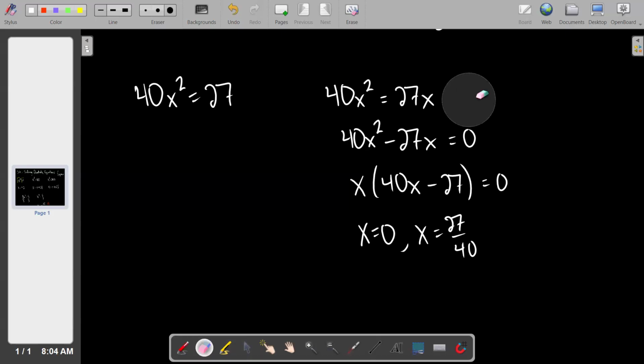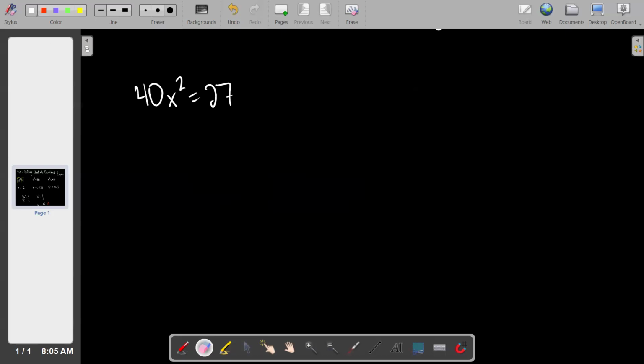Okay, so back to the actual math problem over here. Let's divide both sides by 40. So we get x squared equals 27/40. There's a name for those numbers in math. They're not prime numbers, but they are what we call relatively prime.